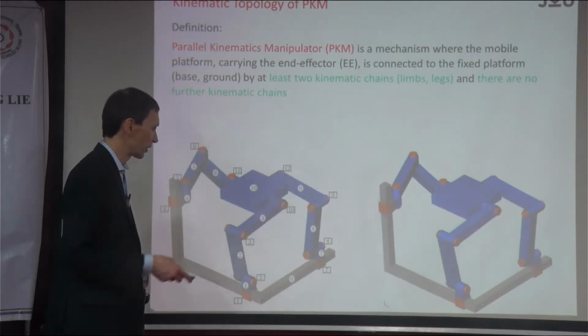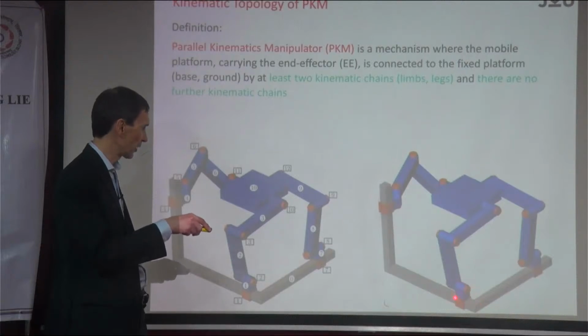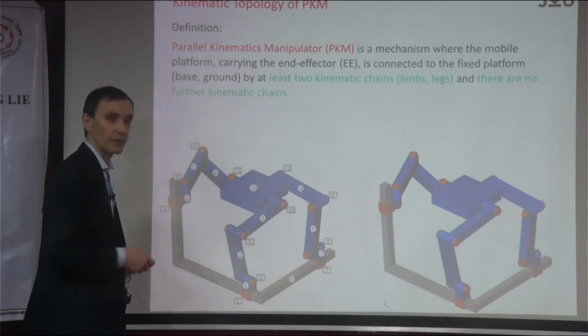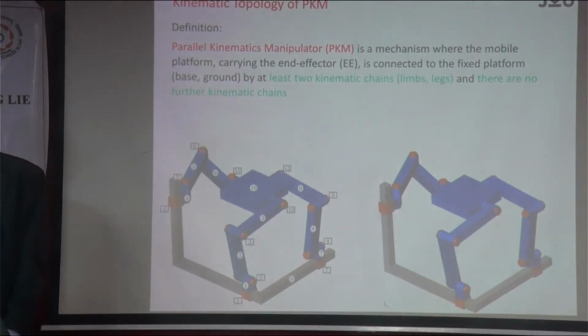Then I number the joints. I mean, I don't have to explain, I guess. So the numbers of the joints are 1, 2, 3, 4, and so on. Okay. Very nice.